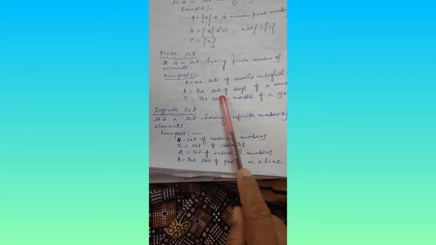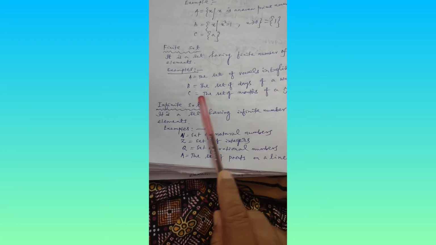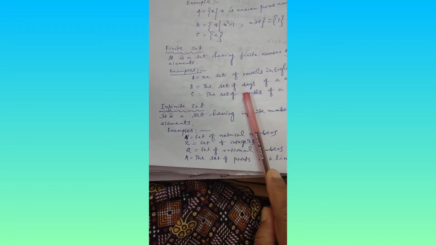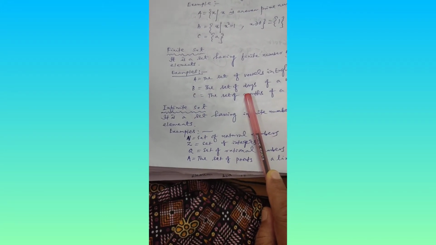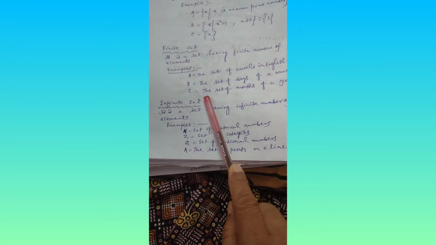We consider another set B which is the set of days in a week. Definitely, there are 7 days in a week. Therefore, B set has 7 elements. It is finite. Therefore, B is a finite set. We consider this set C which is the set of months in a year. There are 12 months in a year, C has 12 elements. Therefore, C is also a finite set.